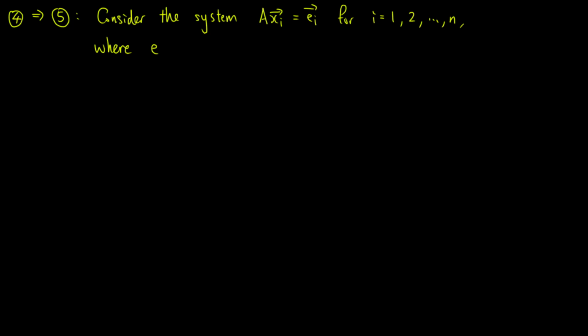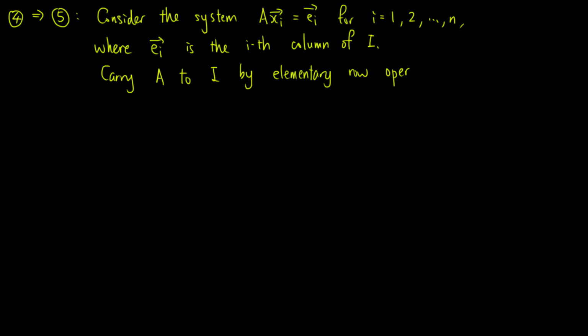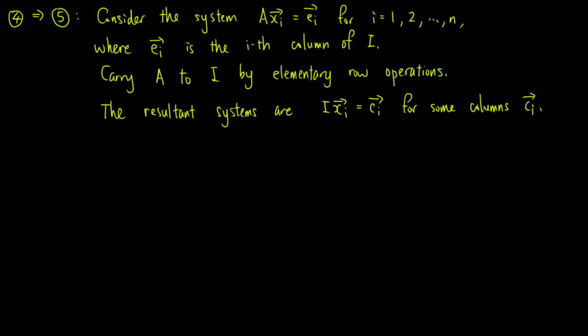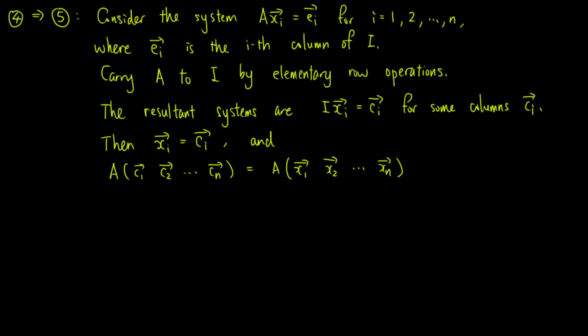To show that the fourth condition implies the fifth, we consider the system A times xi equals ei for i equals 1 to n, where ei is the ith column of the identity matrix. By assumption, we can carry A to the identity matrix by elementary row operations. The resultant systems are I times xi equals ci, where ci is some column resulting from the row operations. This means that xi equals ci. So A times the matrix with columns C1, C2, up to Cn equals A times the matrix with columns X1, X2, up to Xn.